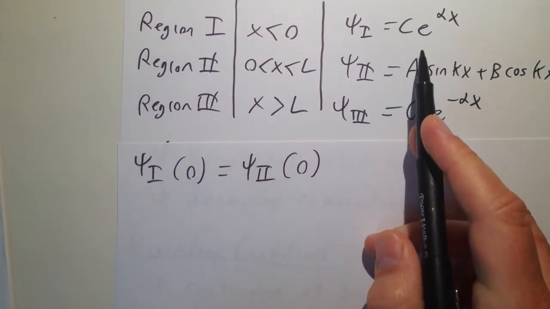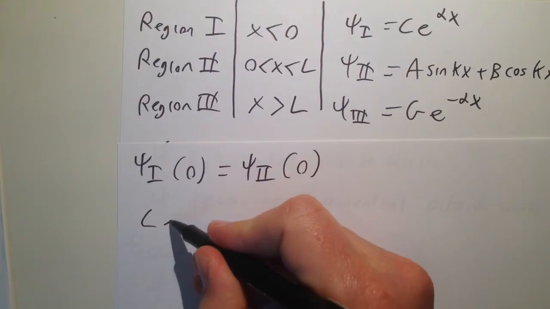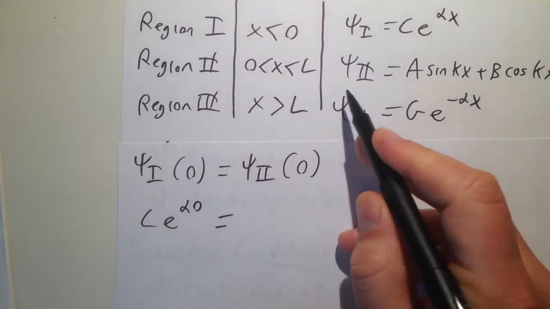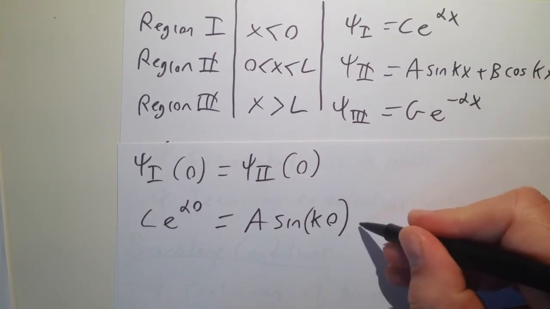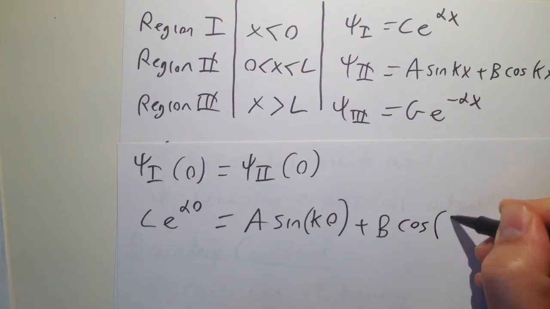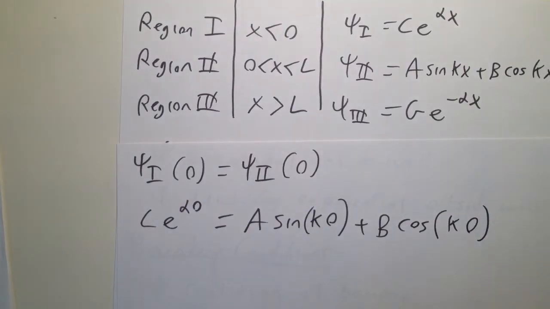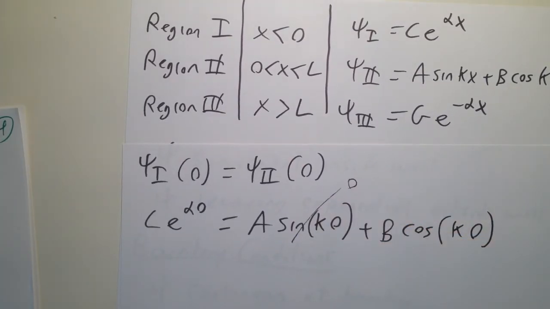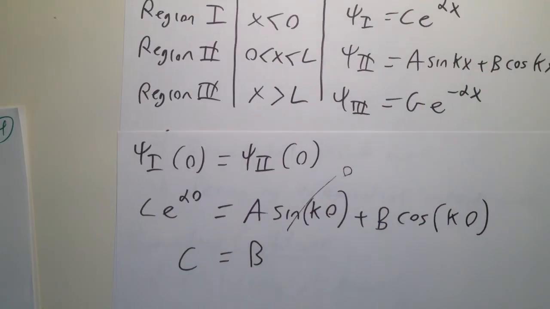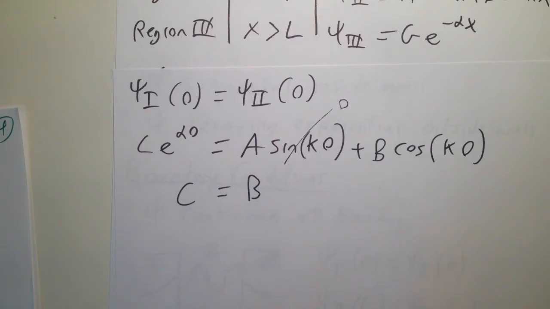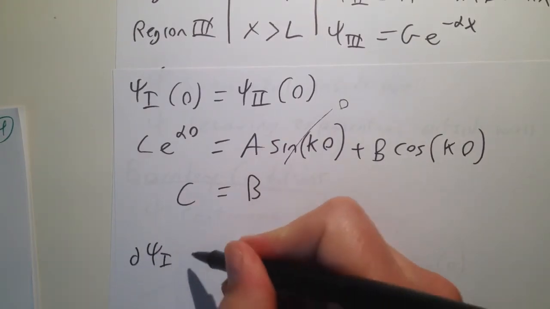All right, so I plug in my wave function, c e to the alpha 0 is equal to, plug in my wave function 2, a sine of k times 0 plus b cosine of k times 0. Okay, and sine of 0 is equal to 0, so that term is just equal to 0. Cosine of 0 is equal to 1. E to the 0 is equal to 1, so that just means c is equal to b. Okay, so we already figured out something about the constants. Let's apply one of our other boundary conditions.